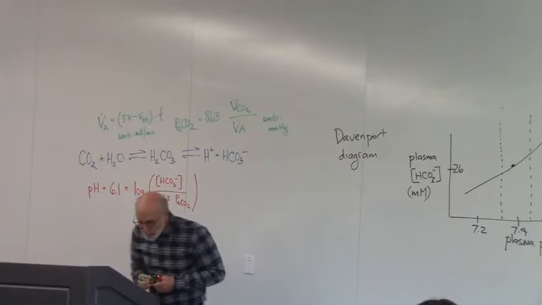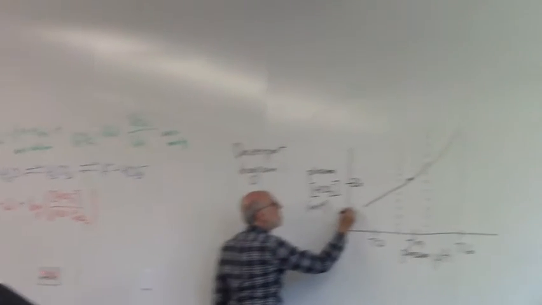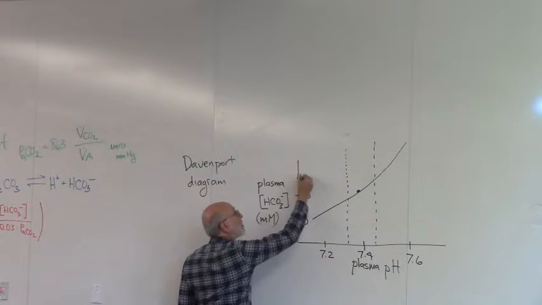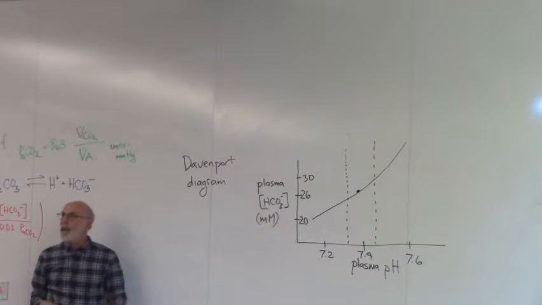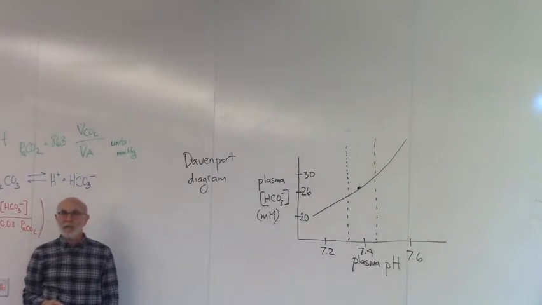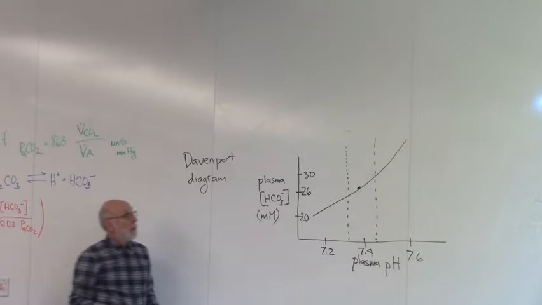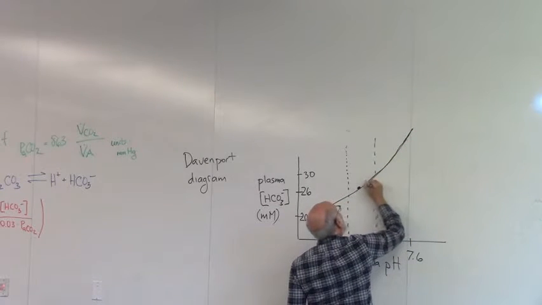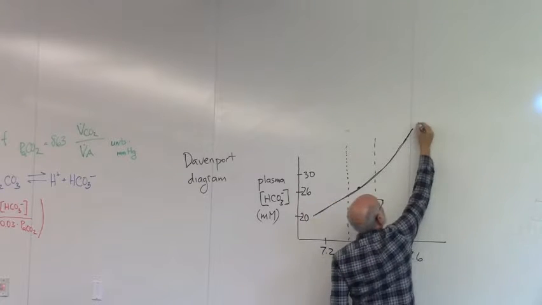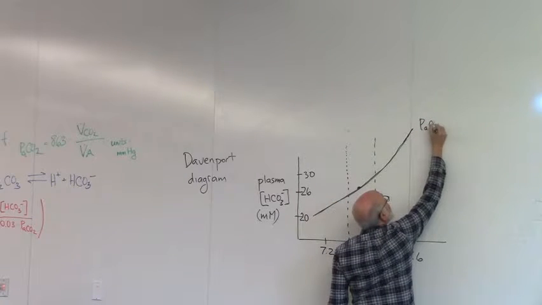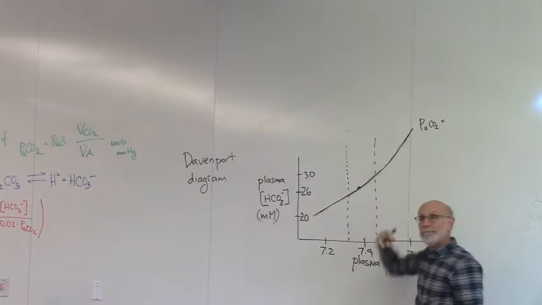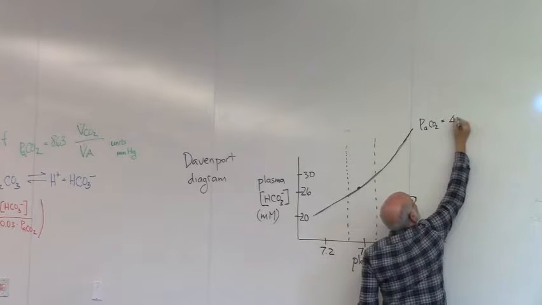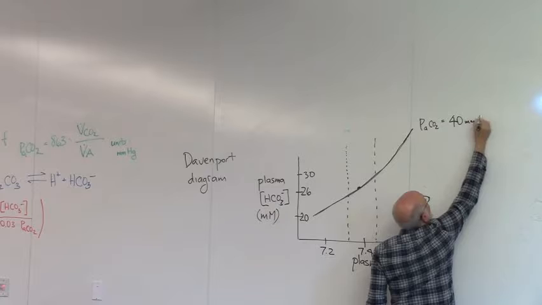Oh, by the way, just to be clear about the range, so this is maybe 20 millimolar, and this is, so that's 6, so this would be 30 millimolar. Right? That's the range of bicarbonate concentrations on the y-axis. So this black curve represents the Henderson-Hasselbalch equation at PaCO2 equal to what's normal? 40. 40 millimeters of mercury.